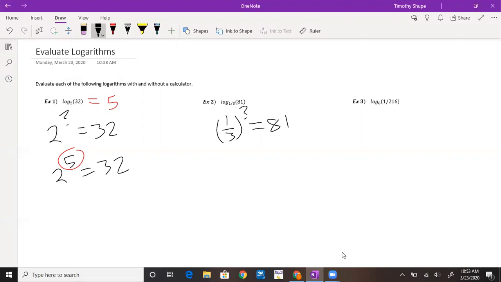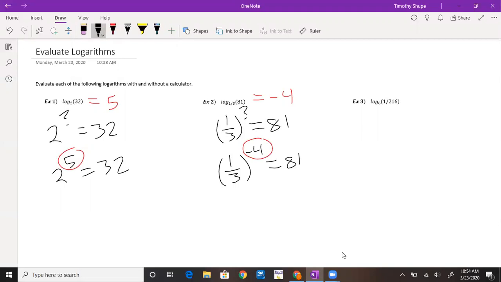Now, recognizing that to go from a fraction to a whole number, we need a negative exponent. And 3 raised to the 4th power gives us 81. So I can then say 1/3 raised to the negative 4th equals 81. So then my answer for this would be -4 because of that exponent right there, the -4.